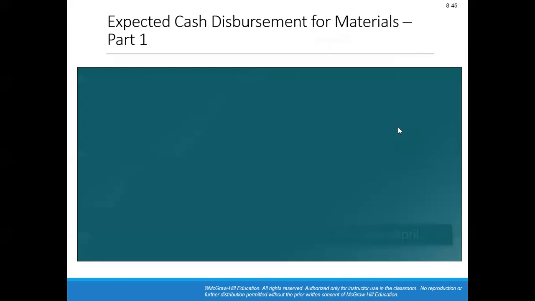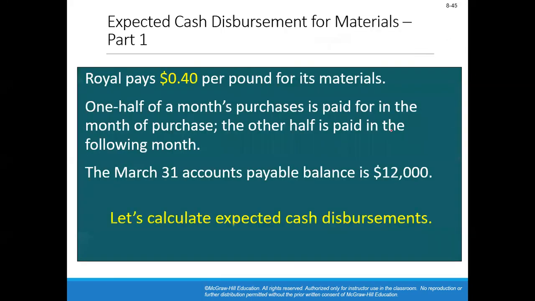Okay, as we are saying that we need to make the cash disbursement for the materials, accounts payable is created, right? Accounts payable is created for what? For purchases of materials. So how do we make payment? It is said that Royal pays $0.4 per pound for its materials. Try to understand, per pound.